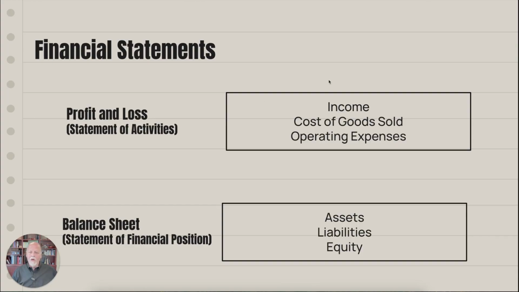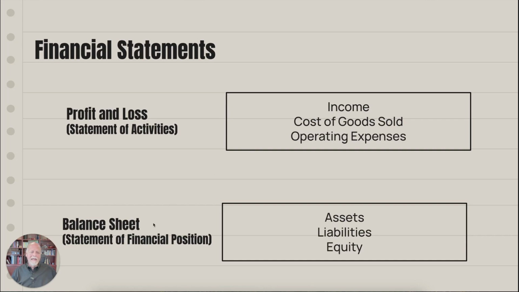On the profit and loss, we would list income for a given period of time, this year to date, this month, etc. The costs of goods sold. So for the items that we did resale, what did they cost us to purchase? And then we have our operating expenses, the rent, the fuel, the utilities, and things that we have to pay in order to be able to run a business.